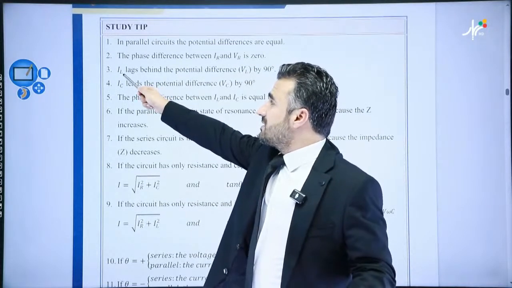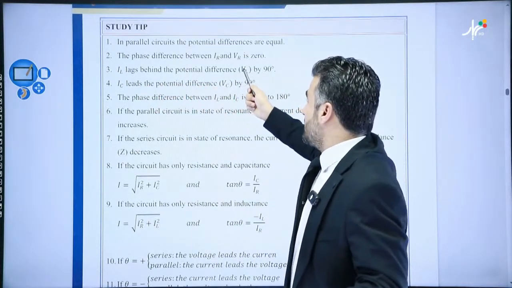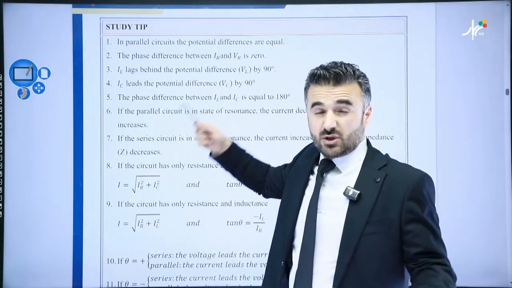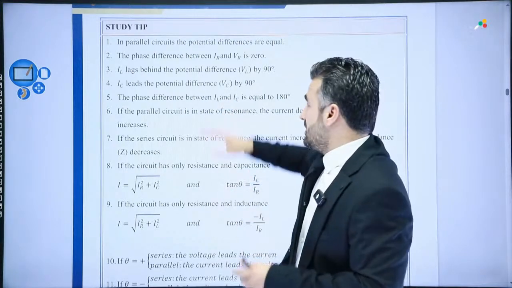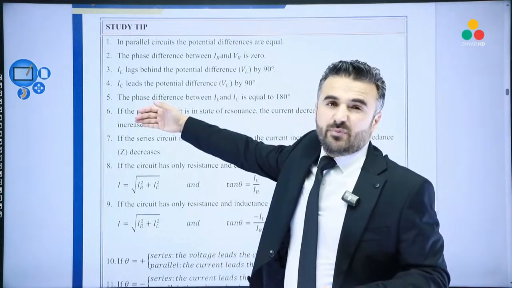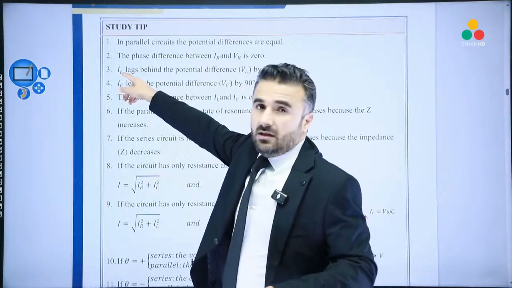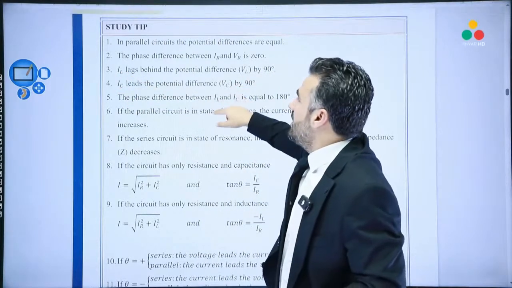But don't forget, the current over the inductance lags behind the potential difference by 90 degrees. We've mentioned this one for series circuit. For the inductance, the voltage leads by 90, which means the current is falling behind, yeah, by 90.